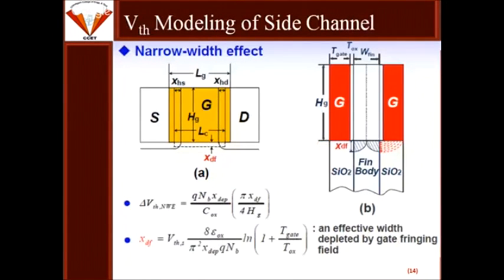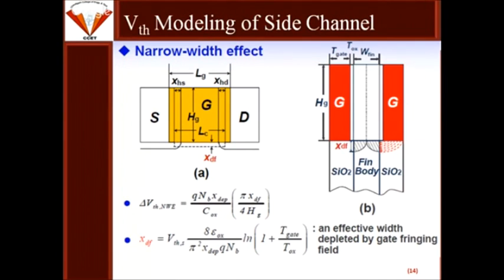So now next is the narrow width effect. If the width is changing, then what will be the effect on this threshold voltage? Various parameters are indicated in the figure, and from those parameters the equation comes out to be delta VTH, which is NWE, it means narrow width effect, equal to QNB X depletion divided by COX into pi DF divided by 4 HG. HG is the gate height. On that basis, the XDF is denoted as VTHS 8 epsilon X divided by pi square X depletion QNB ln 1 plus T gate upon T oxide.